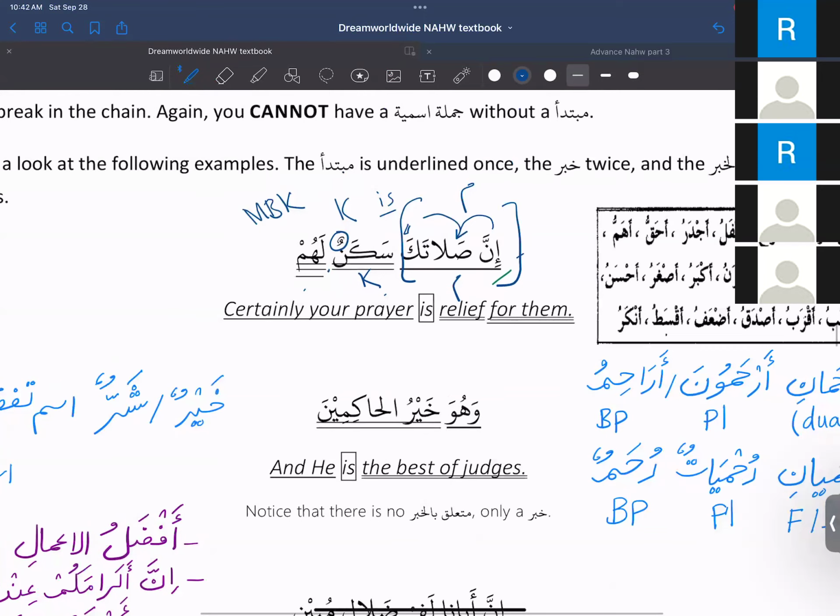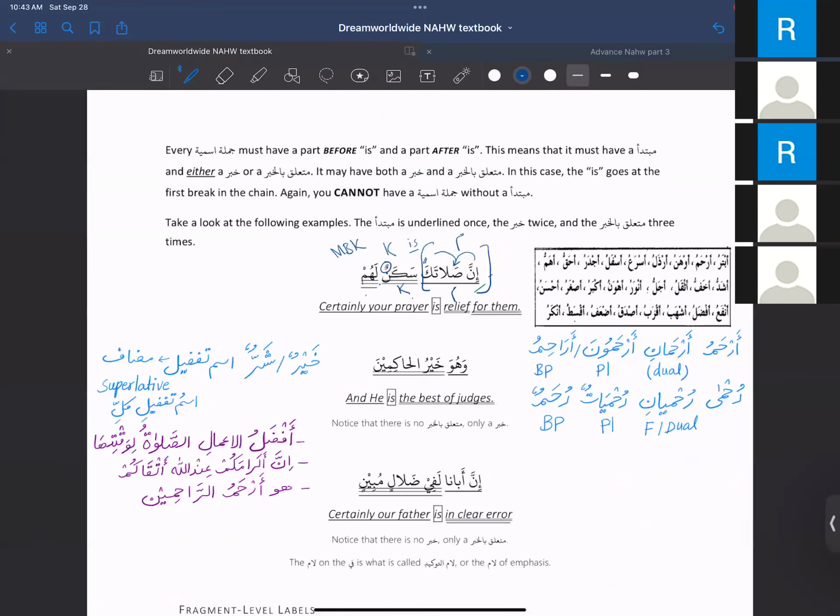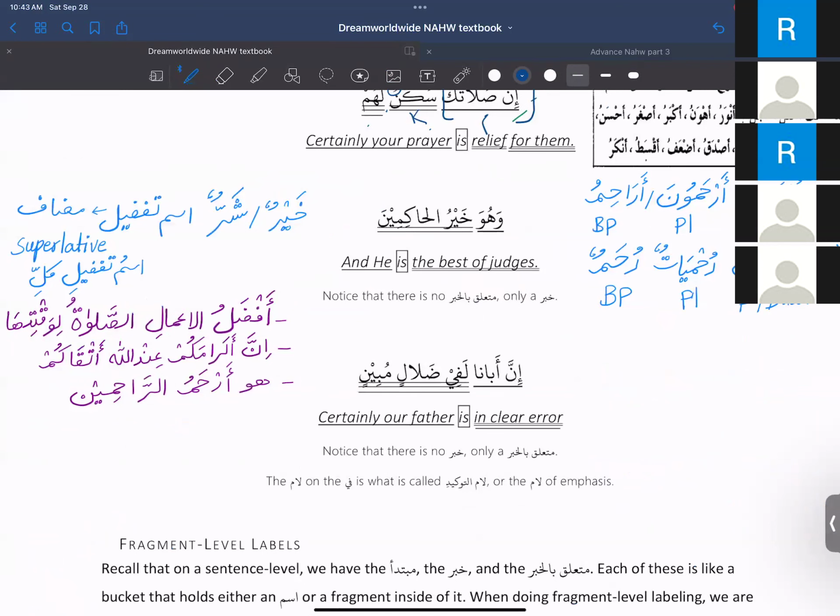Next one: wa huwa khayrul hakimin. Okay, who is ready for this sentence? I can try. Go ahead. Wa huwa khayrun al-hakimin. Wa is ataf, huwa is mubtada, khayrun is khabar, and al-hakimin khabar too.